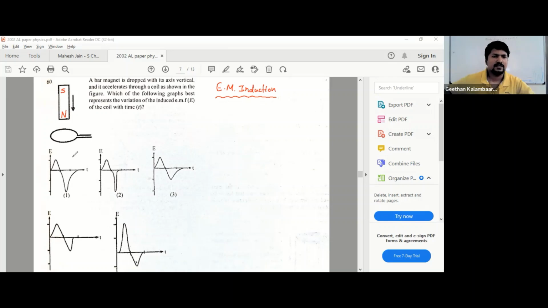So what happens in this loop is that this loop has a magnetic field downwards, and the downward magnetic field is now increasing. Right? But the loop does not like it. The downward magnetic field is increasing, so it doesn't like it. So the downward magnetic field should decrease.